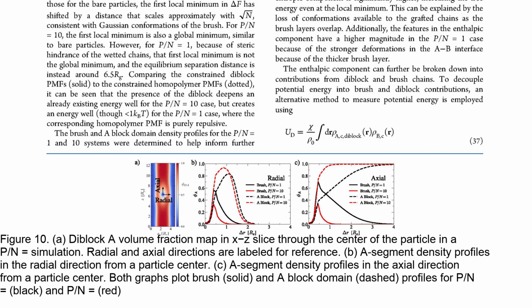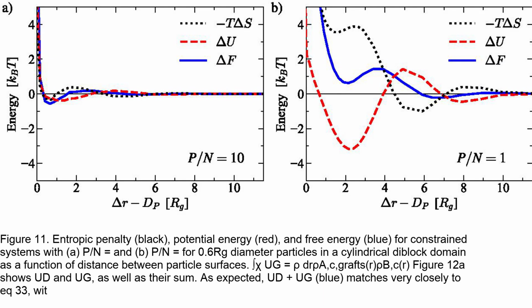Discussion of the brush and A-block domain density profiles for different graft lengths in cylindrical diblock copolymer domains. The density profiles provide insight into the conformations of the grafted chains and the influence of the AB interface on the brush conformation. Discussion of the entropic and potential energy contributions to the free energy for systems with grafted NPs in cylindrical diblock copolymer domains.